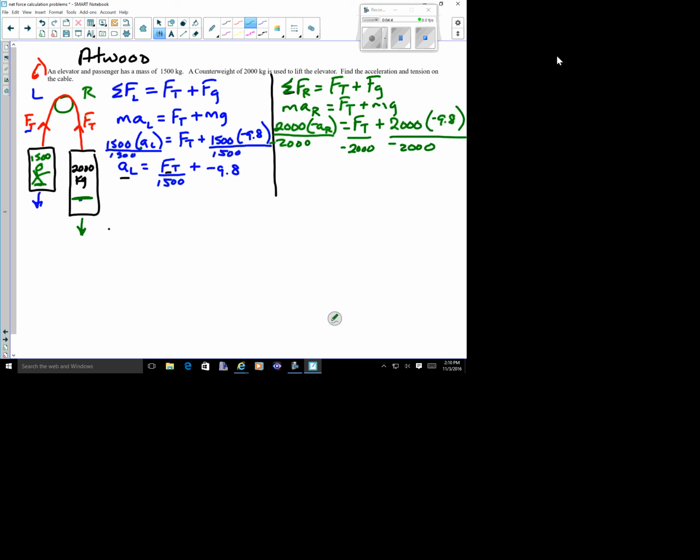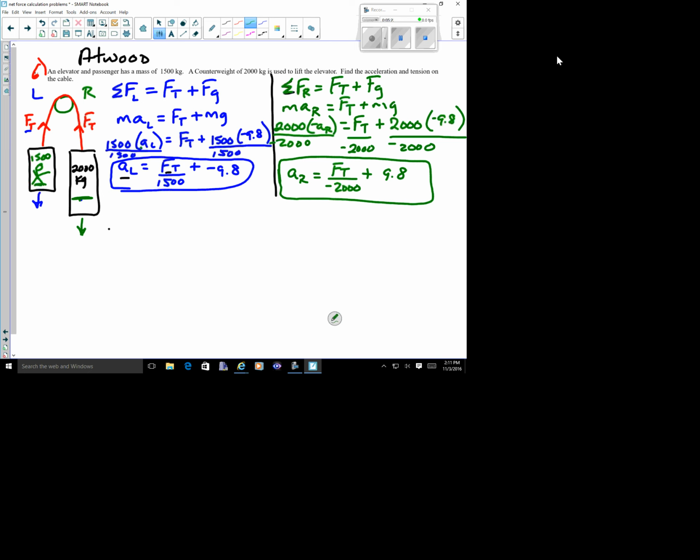And so all this cancels out so that the acceleration on the right-hand side now equals the force of tension divided by negative 2,000 plus, now this 2,000 times the negative, and that negative 2,000 cancels out, so I'm going to add a plus 9.8 there. Well, now I have two different equations. One is for the acceleration on the left-hand side, and one is for the acceleration on the right-hand side. Well, since they're both connected, I know that both of these must be equal to each other.